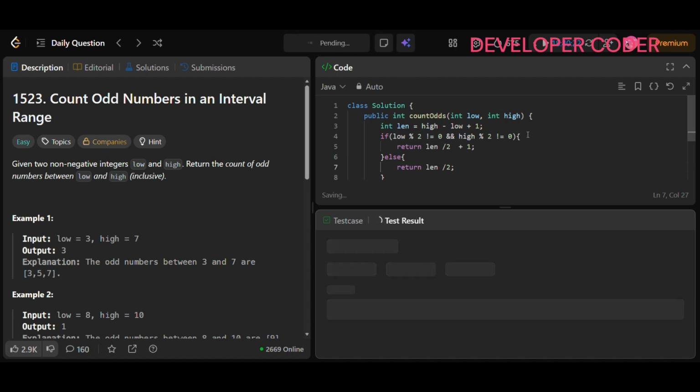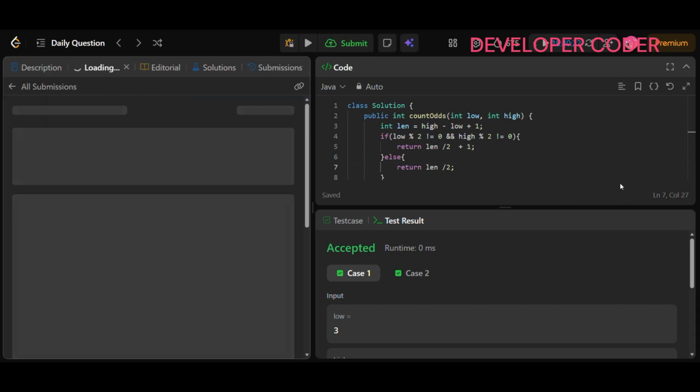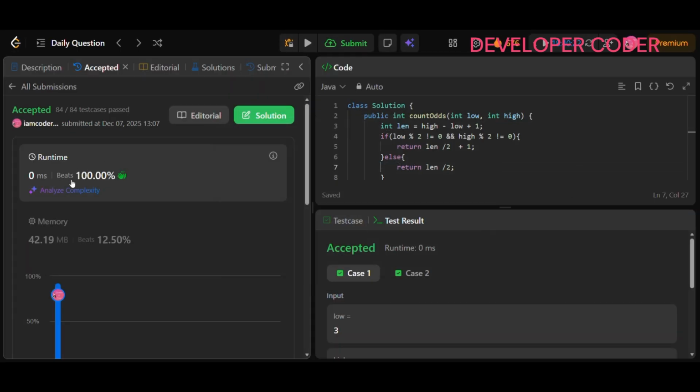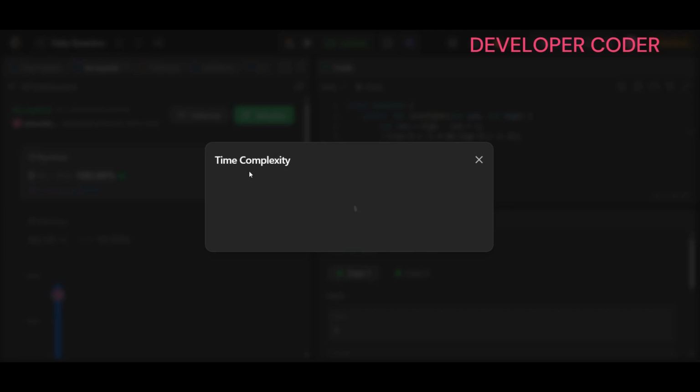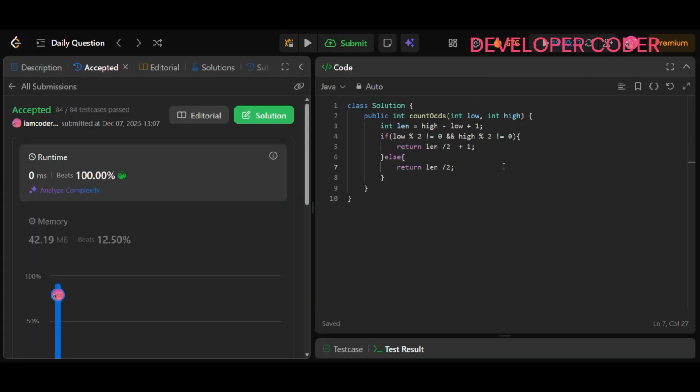Now let's run it and see if there are any code issues. All the test cases have been accepted. Now let's submit it. Our solution is accepted, and time complexity is O(1) only. Simple formula. I'm not iterating over all the elements. That's it. Clear? All right.